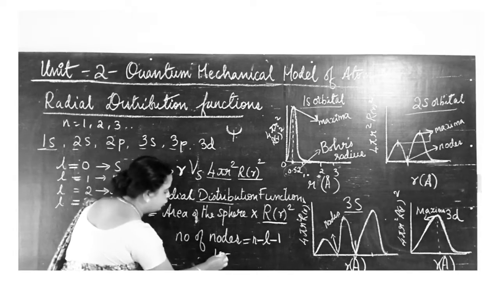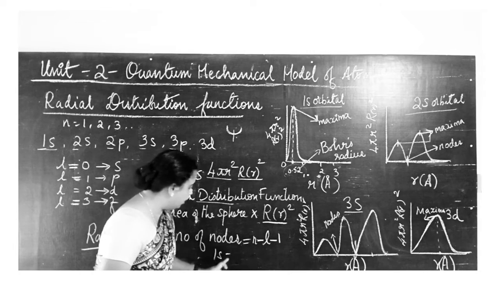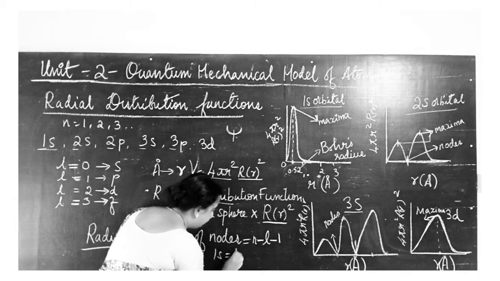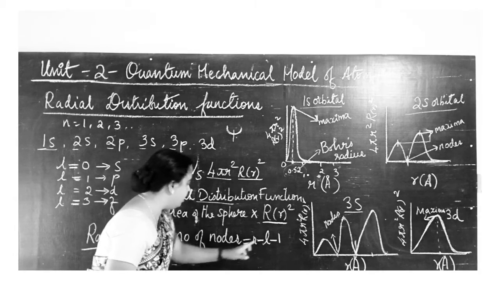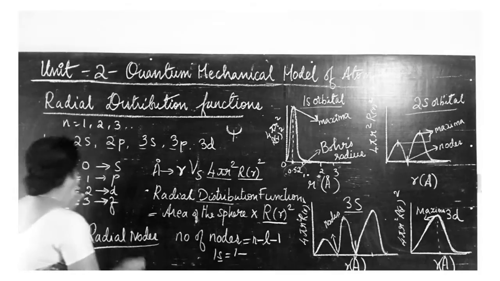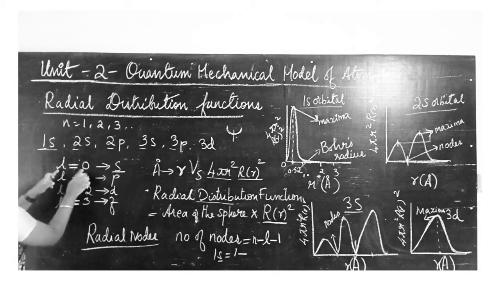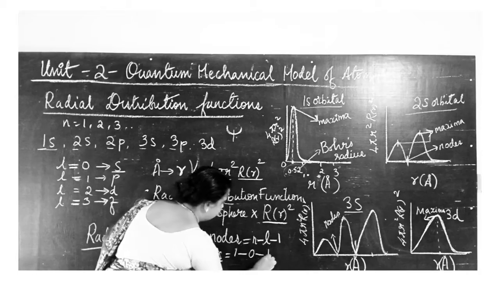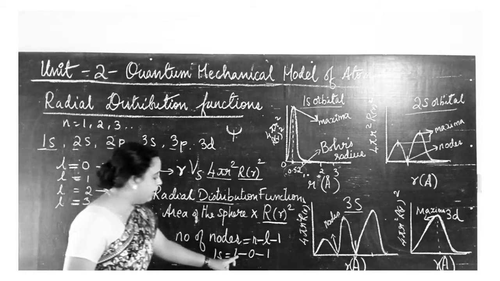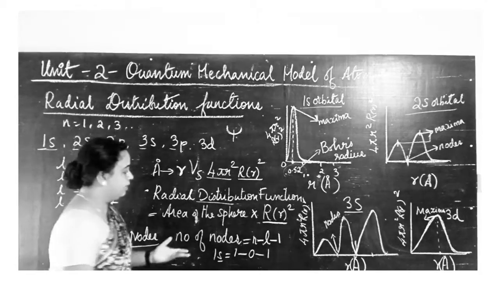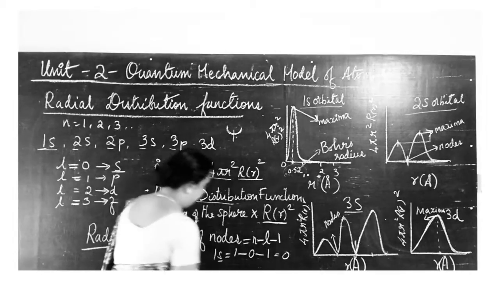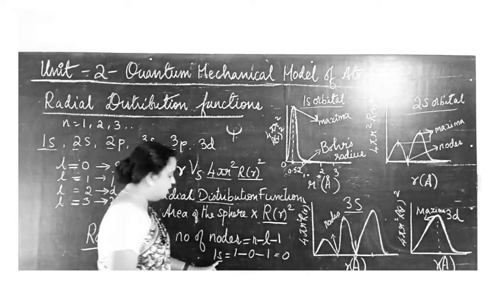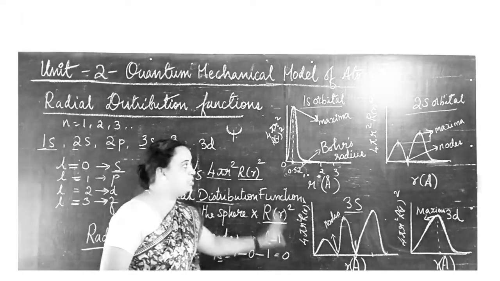Okay. Now for 1s orbital we will calculate. What is the value of n here in the 1s? n is equal to 1. So 1 minus, what is the value of l? In the s orbital, the value of l is equal to 0. Okay, so 1 minus 0 minus 1. Yes, so 1 minus 0 minus 1 is what? It is 0. Okay, so is there any nodes in 1s orbital? No nodes. That means for 1s orbital, the number of nodes is 0.